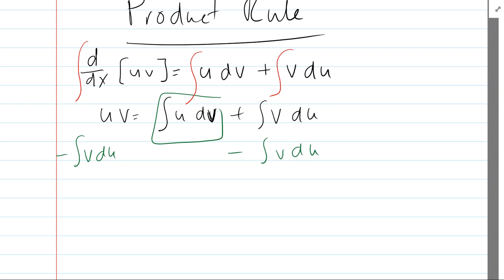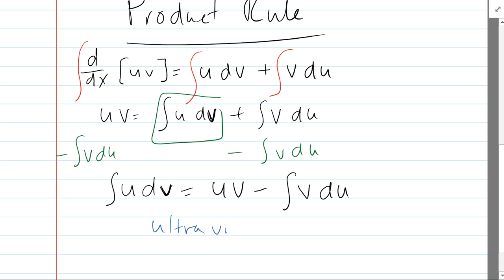What I end up with is that the integral of something I can take a derivative of, times something I can integrate, is equal to ultraviolet voodoo: uv minus the integral of v du. This is where ultraviolet voodoo comes from. It's a mnemonic, a way to remember it. So you're going to do uv minus the integral of v du every single time.